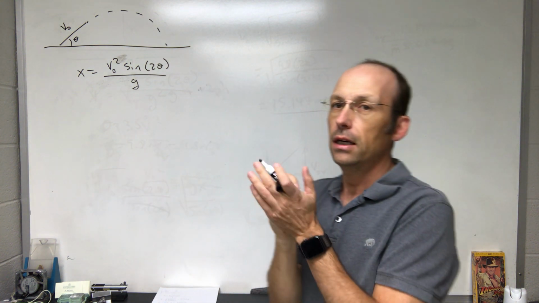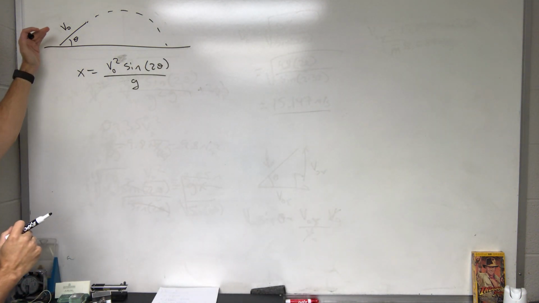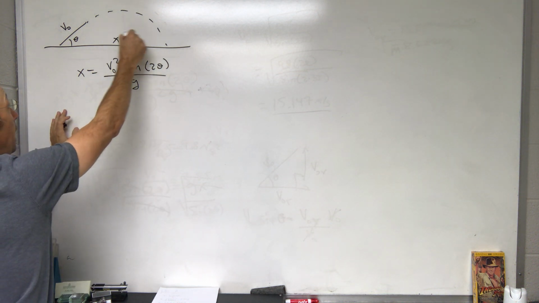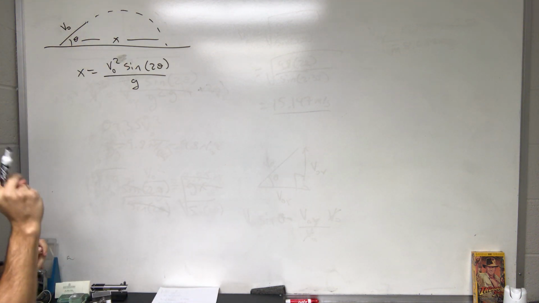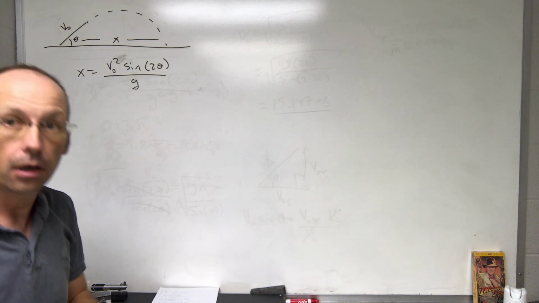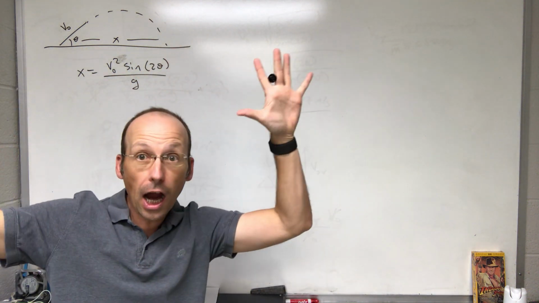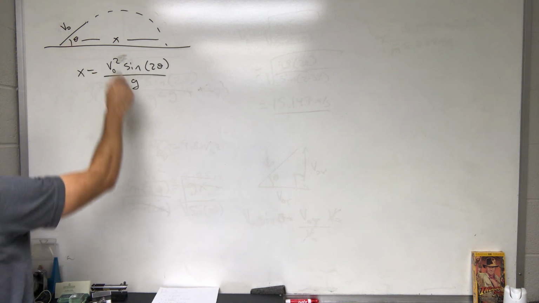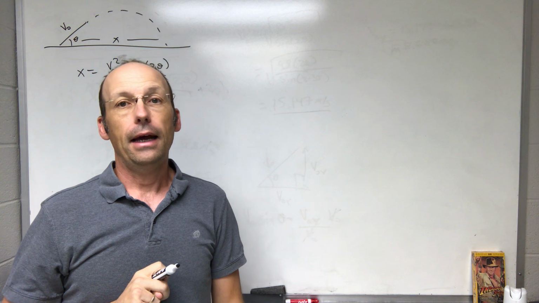Okay, so the range equation says if I launch a ball with some initial velocity at some angle, then it's going to travel some distance x, where if it starts at x equals 0, that final position is called the range. How far did it go? And so, the range equation: the initial velocity squared, sine of twice the angle, divided by g, where g is 9.8 meters per second squared. I hate it.